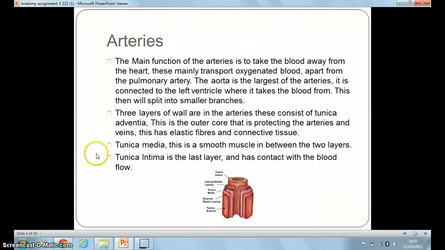3 layers of the wall are in the arteries. These consist of the tunica adventitia. This is the outer core that is protecting the arteries and the veins. This has elastic fibers and connective tissue. Tunica media. This is a smooth muscle in between the 2 layers. Tunica intima is the last layer and has contact with the blood.